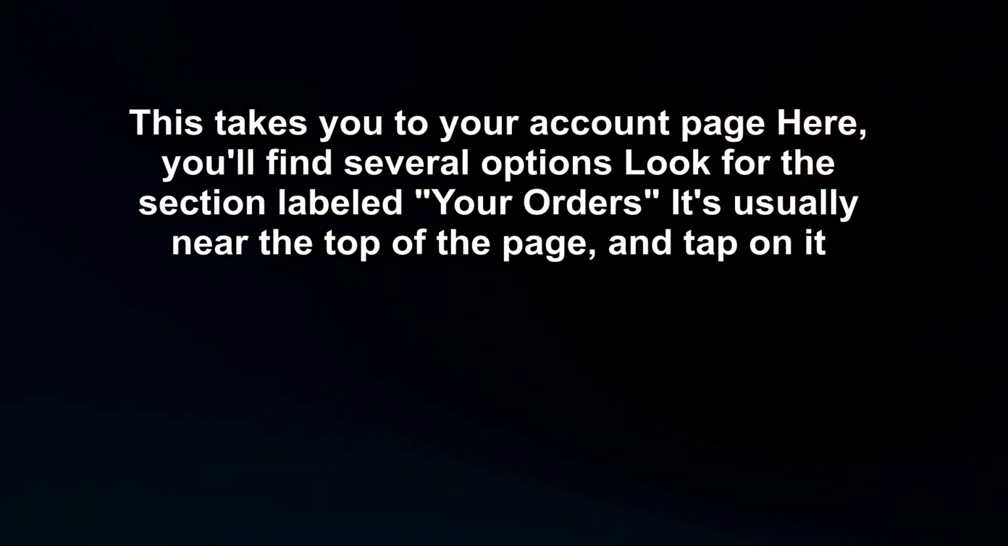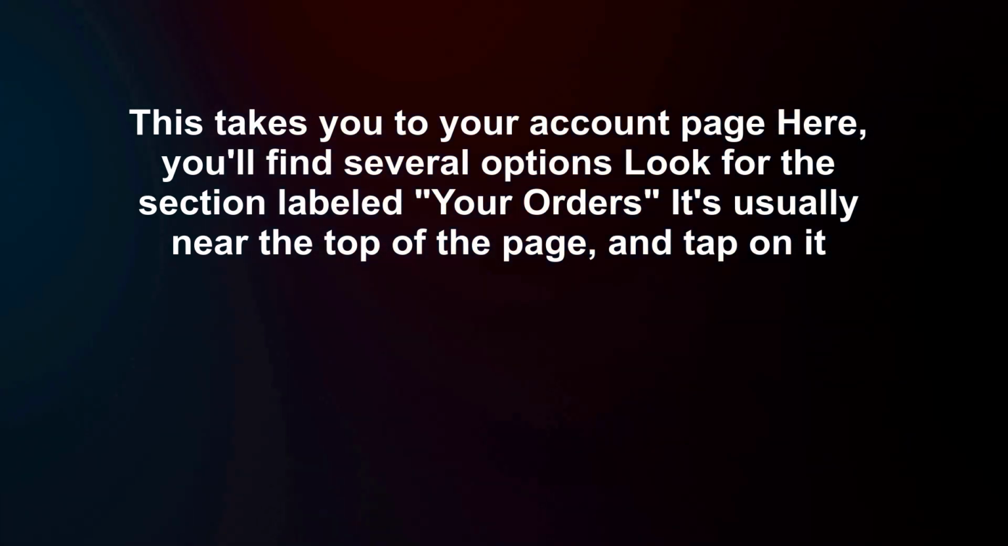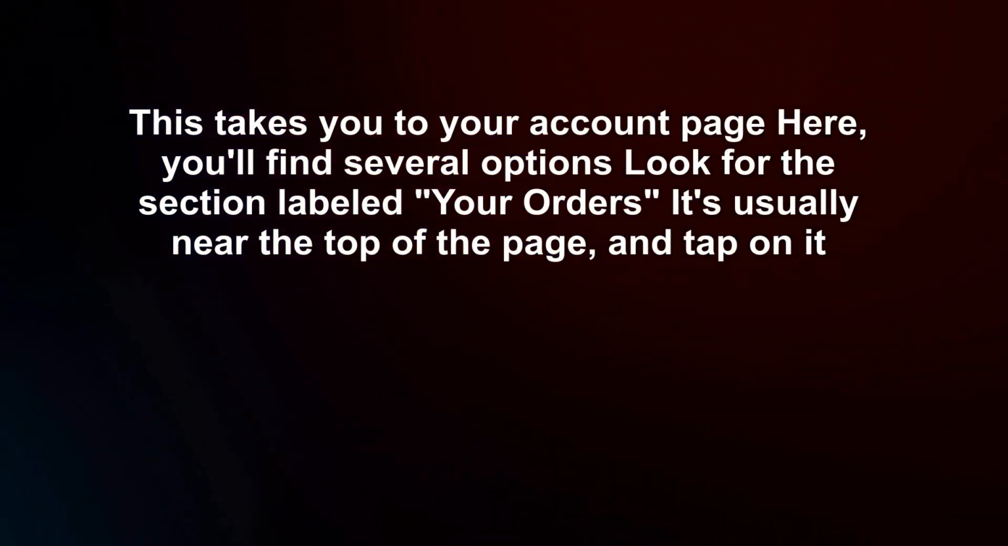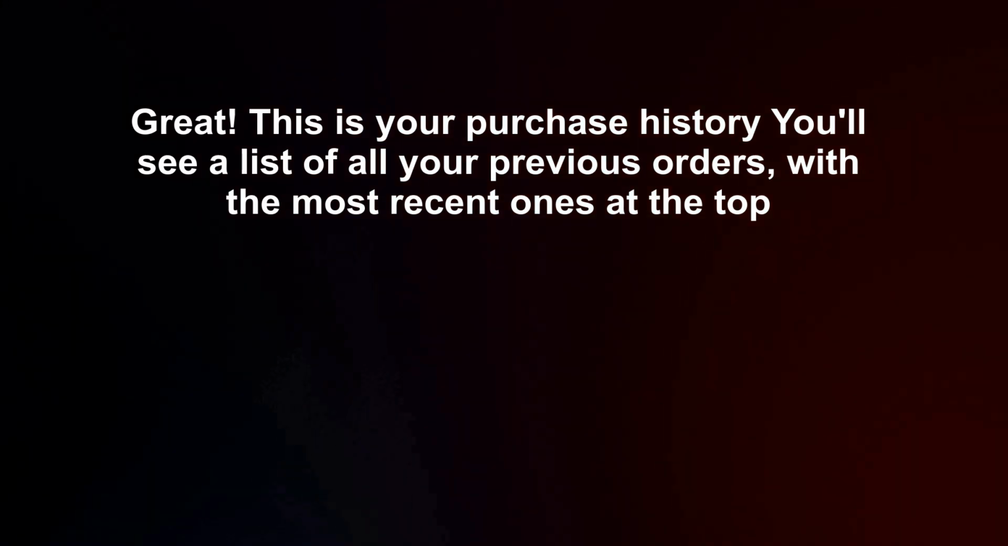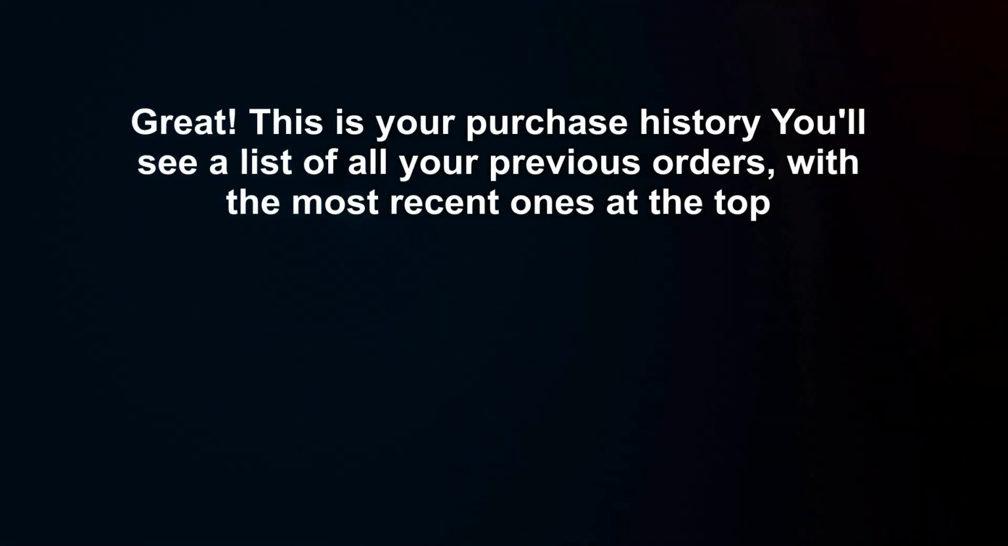Here, you'll find several options. Look for the section labeled Your Orders. It's usually near the top of the page, and tap on it. Great, this is your purchase history. You'll see a list of all your previous orders, with the most recent ones at the top.